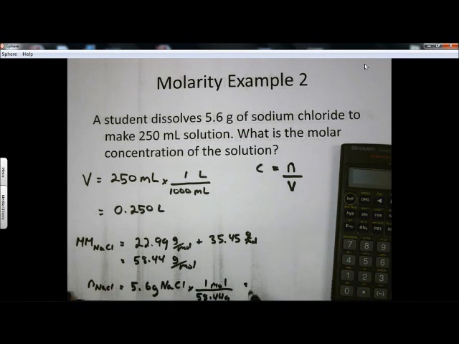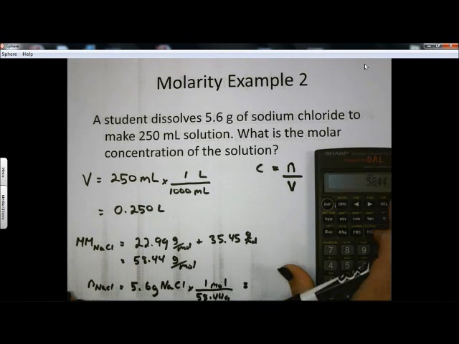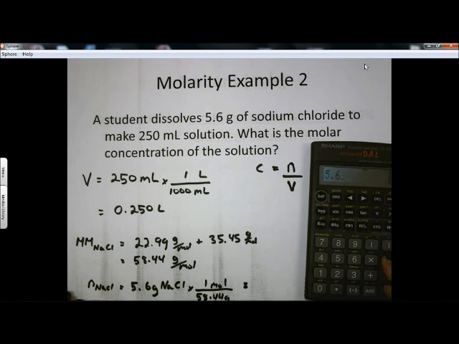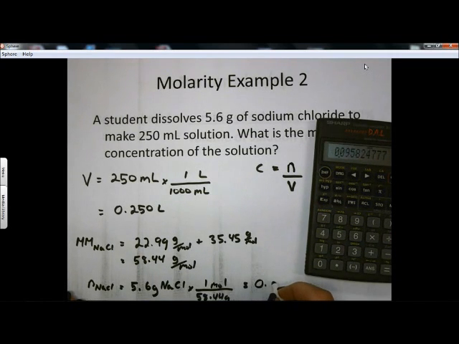equals, so I'm going to do 5.6 divided by the answer that I just had in the calculator, 0.09582 mole.